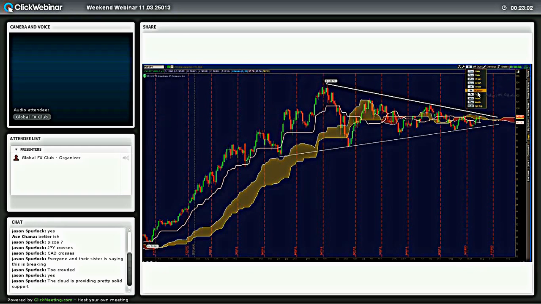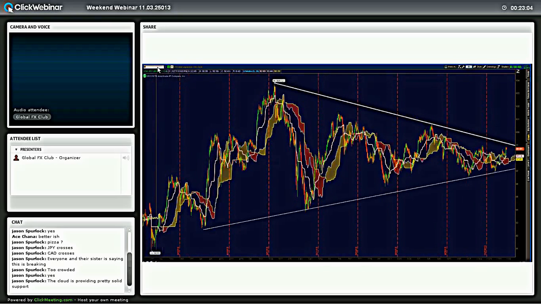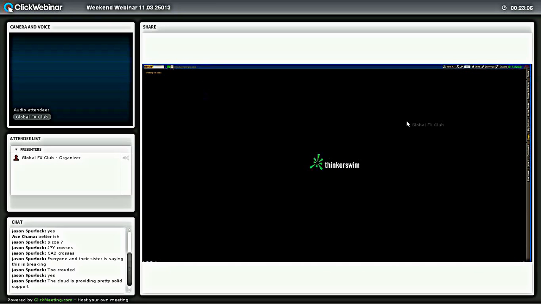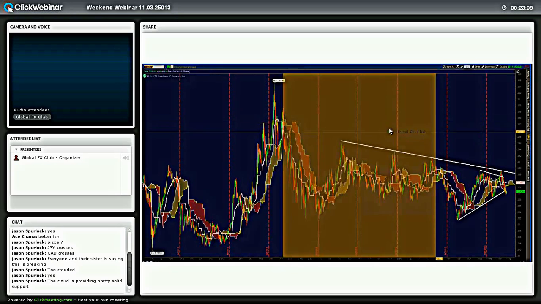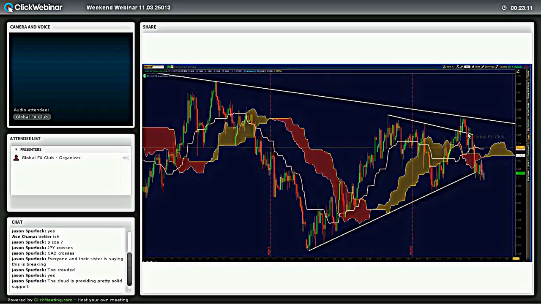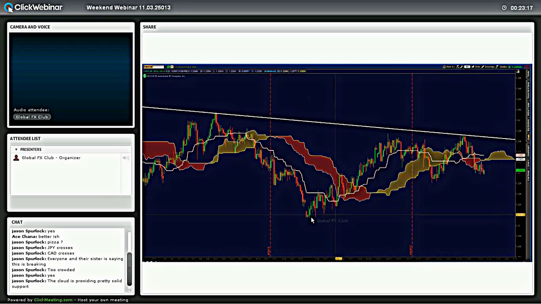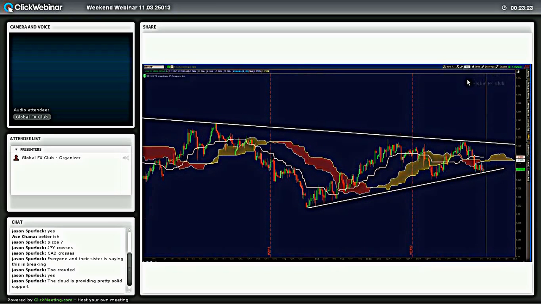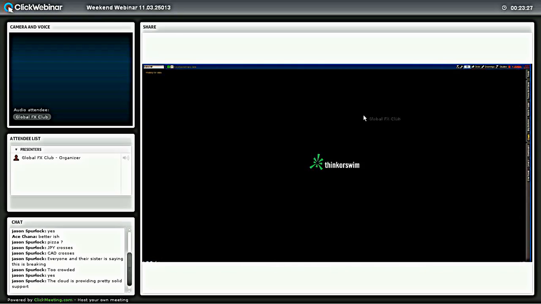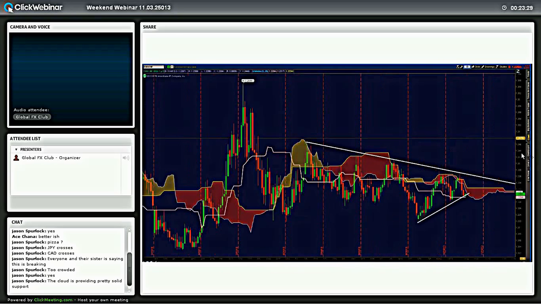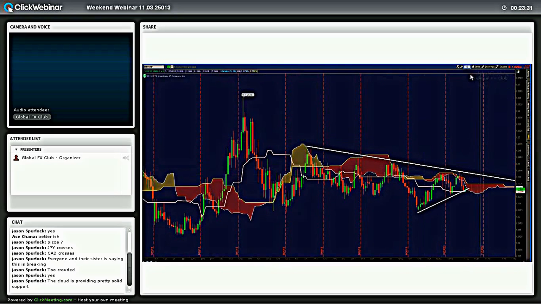Take a look at some CAD crosses. Let me see Euro Swiss before. I was keeping close tabs on Euro Swiss. Euro Swiss has some ways to go. I do like it, the possible longs, however. All right. Big fan of Euro Swiss for longs. I like it, however, on a break above this trend line.